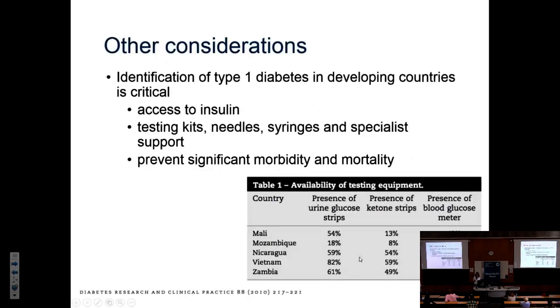But there's other considerations globally, aren't there, of getting the diagnosis wrong. The identification of type 1 diabetes in developing countries is really critical. It will affect people's access to insulin, or whether they need insulin, the testing kits, the needles, syringes, the specialist support. We take those things for granted over here, but in some of the countries, as you can see in this table here, from a study in 2010, there is a huge disparity in the availability of equipment that you need for type 1 diabetes. And of course, if someone in a developing country has developing type 1 diabetes and is not given insulin, there's a huge risk of morbidity and, in most cases, mortality from that.